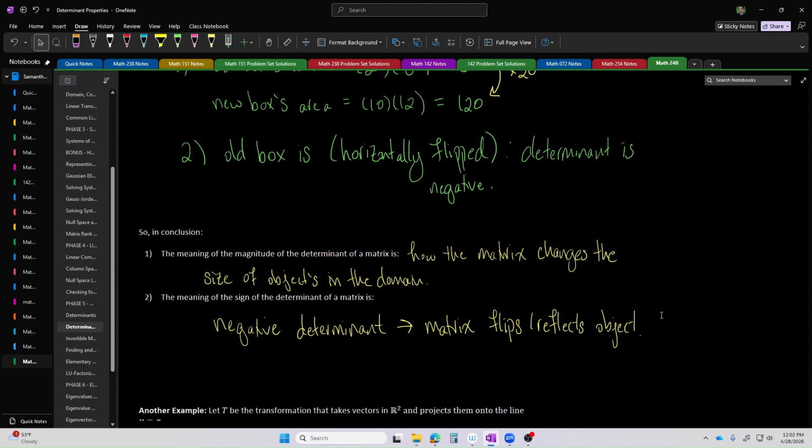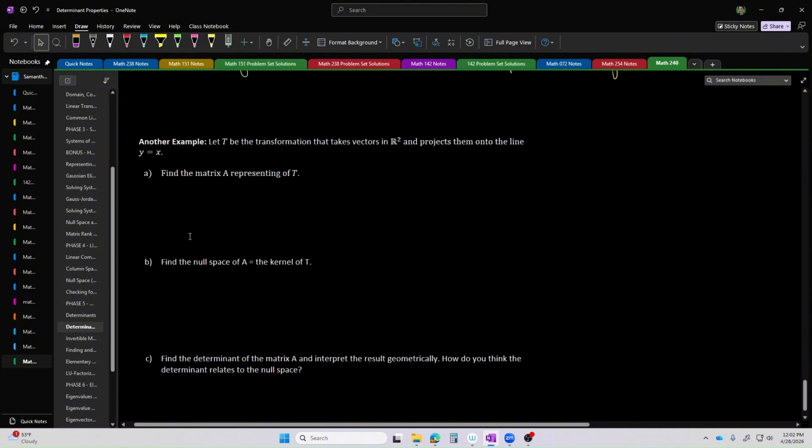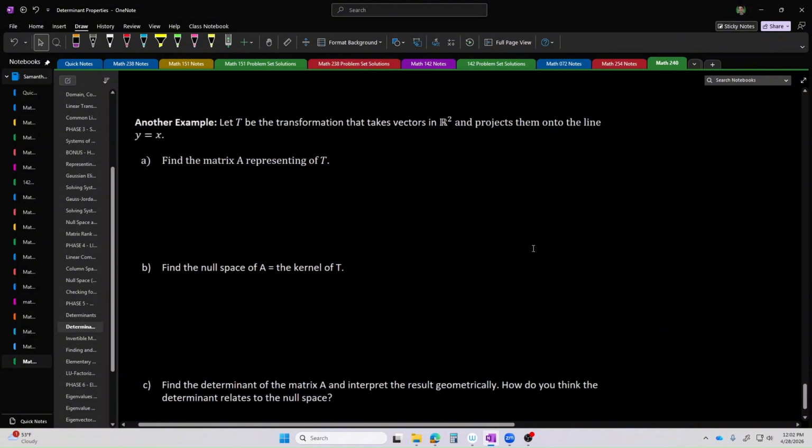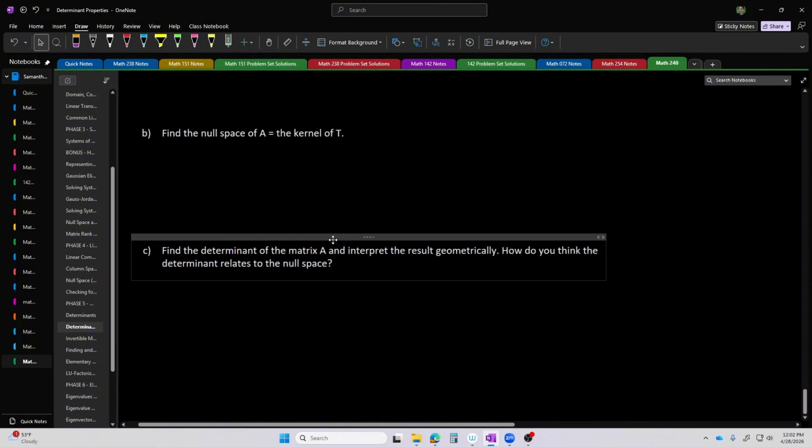Now, with that in mind, let's do another example, and let's consider the linear transformation T, whose job is to take vectors in two-dimensional space and project them onto the line y equals x. Let's start by representing this transformation as a matrix. Then let's find the null space of that matrix. And then let's go ahead and find the determinant of that matrix and interpret that determinant geometrically.